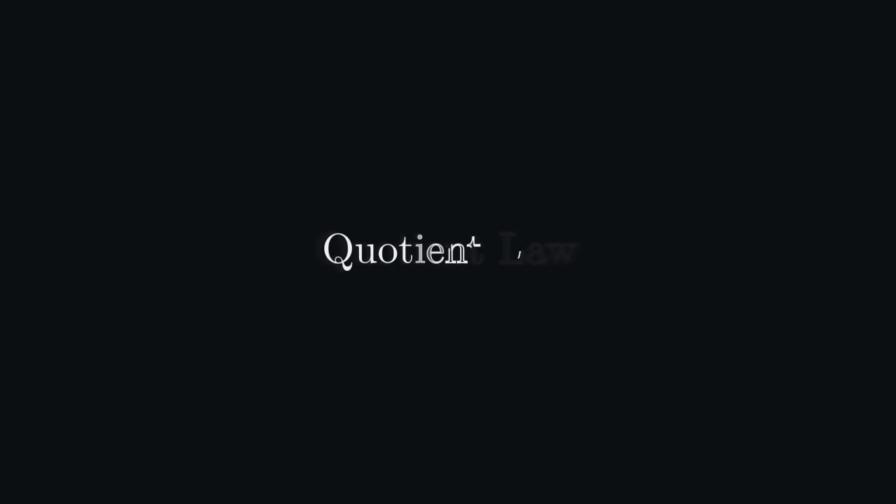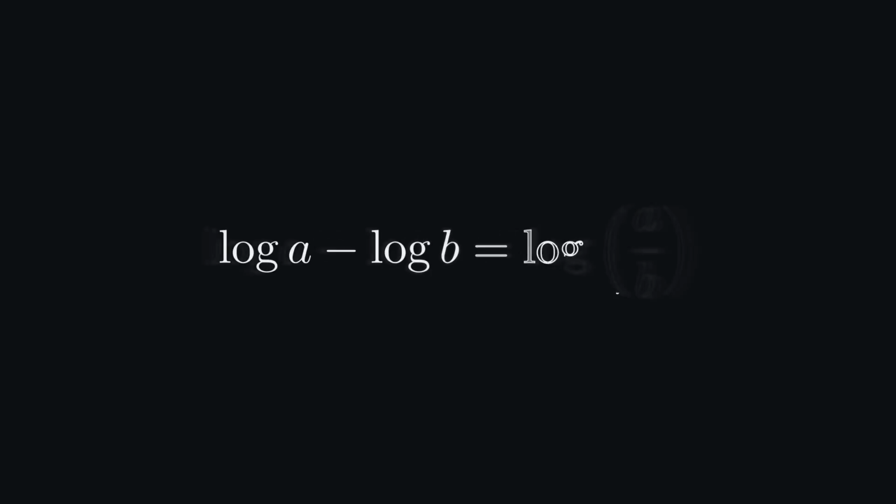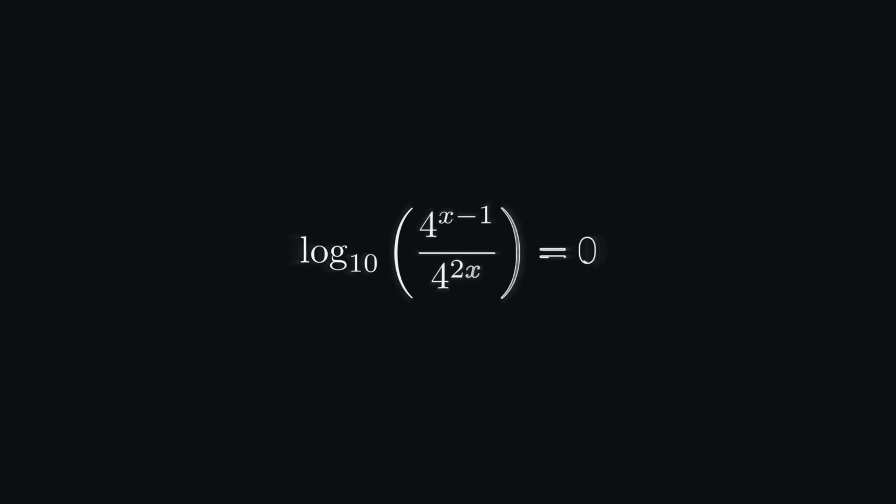Now, let's apply the quotient law of logarithms. The quotient law states that log a minus log b equals log of a divided by b. Applying this gives us log base 10 of the fraction 4 raised to the power of x - 1 over 4 raised to the power of 2x equals 0.